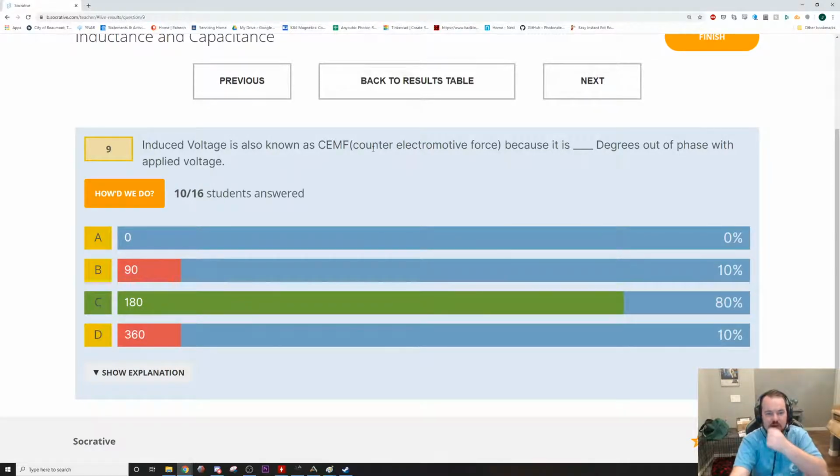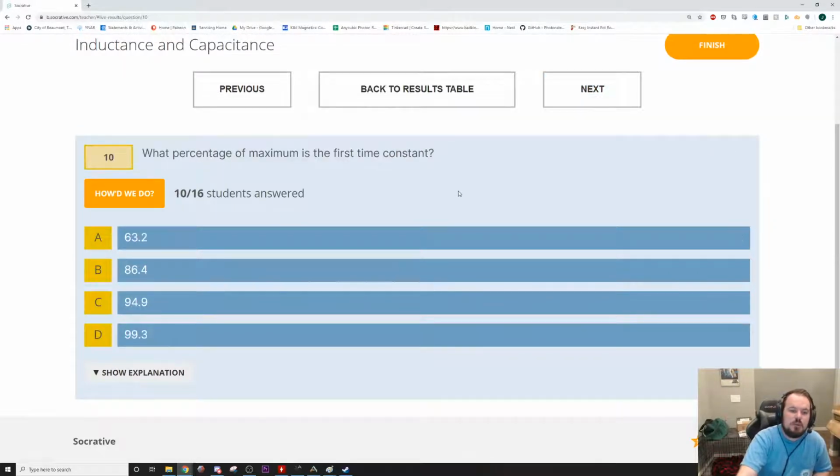Yes. It's counter electromotive force because it's 180 degrees out of phase with the applied voltage. So it's flowing against. It's not flowing, but it's pushing against the normal current. What percentage of maximum is the first time constant? 63.2% of maximum.